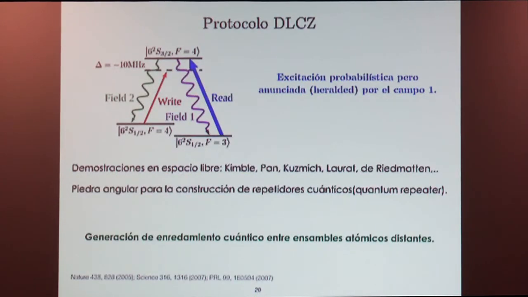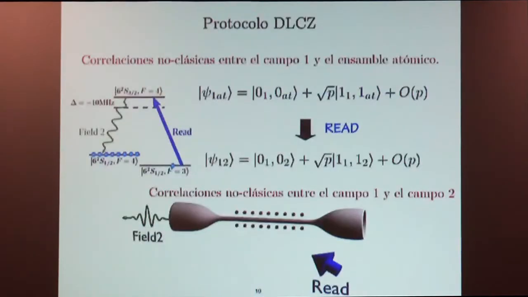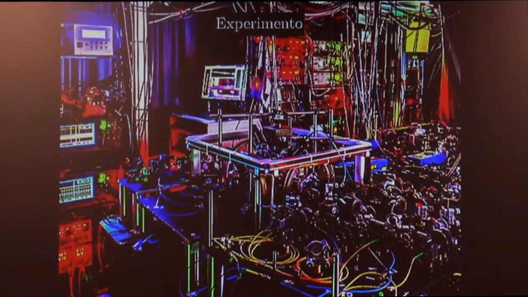So this protocol has been realized before. For sure I'm not the first one. It has been realized in free space, in different groups. It's really needed for quantum repeaters, and also for quantum entanglement between different and far away atomic ensembles. But it's the first time that it's going to be realized near a waveguide, and it's the first time that it's been realized in this kind of atomic register, when you have all these atoms near to each other in an ordered manner. Okay? So how did the experiment look?